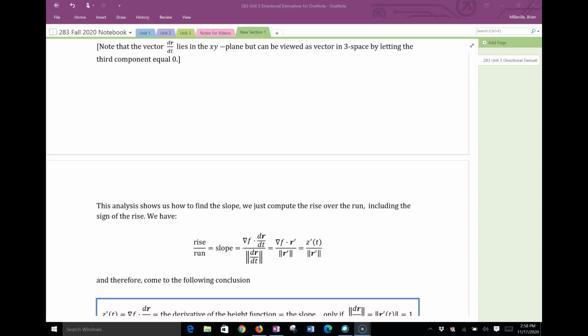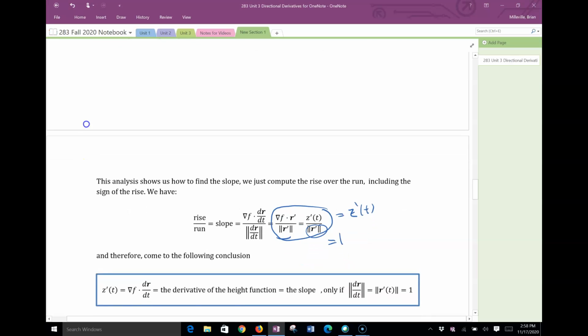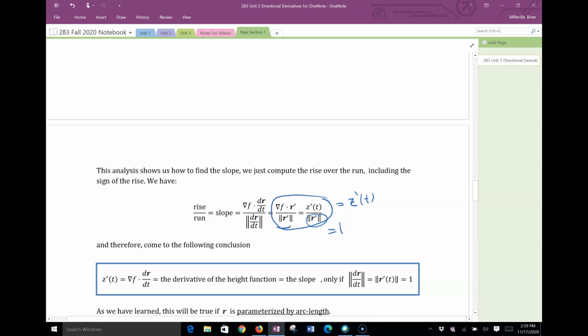And then I've just written that right down here. At the end here, I just replaced the dr dt notation with the r prime notation. So again, we could think about the numerator as z prime. What we're going to say then is that the derivative of that third component will equal the slope. Well, that's the slope right there. If we want this to equal z prime of t, then we need this denominator to be equal to 1. And that's the conclusion that we're making here. We get that the derivative of the height function will give us the slope we're looking for only if the length of the first derivative is equal to 1.